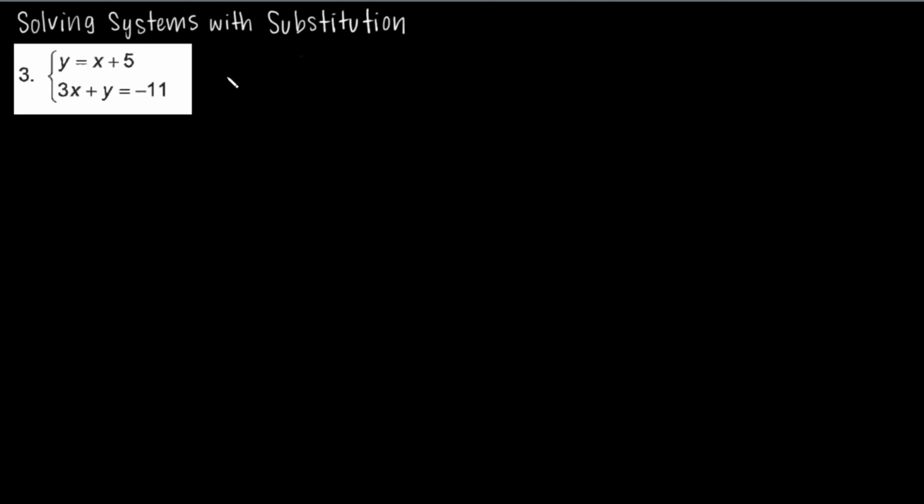So the goal of solving any system of equations is to find values for x and y. We can't just solve for x or solve for y and be done. We have to find the value of each variable. And we don't know how to solve an equation yet where we have two variables in it. So here's what we need to do first.